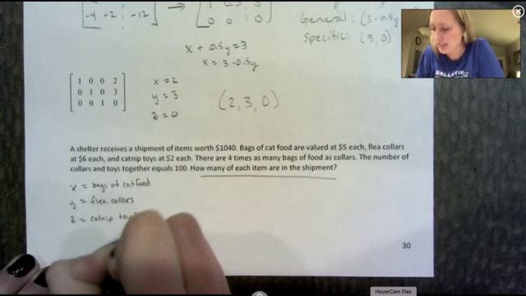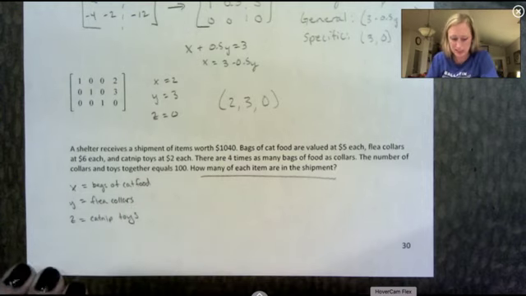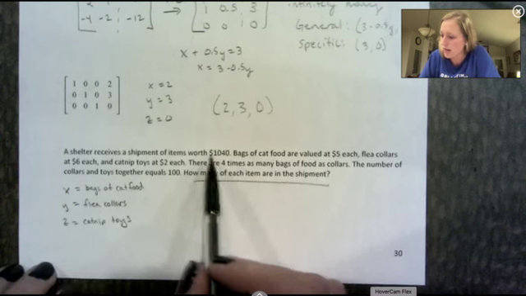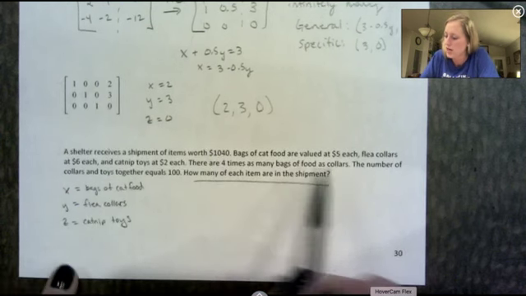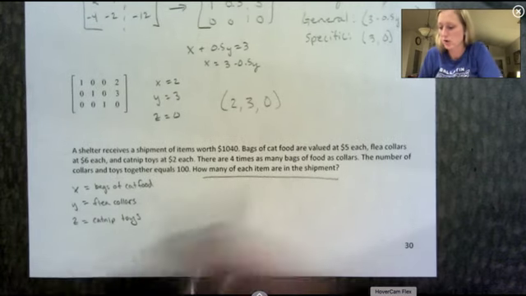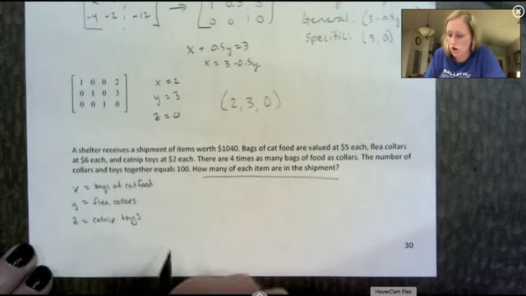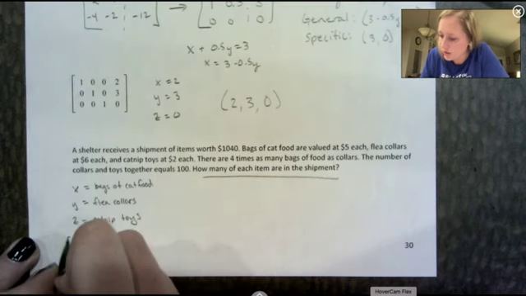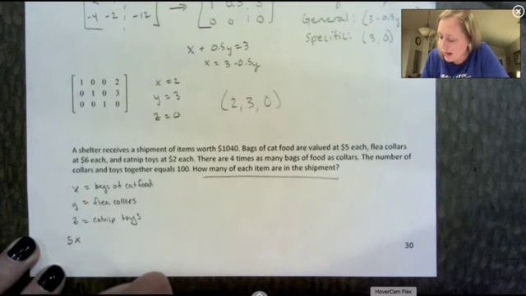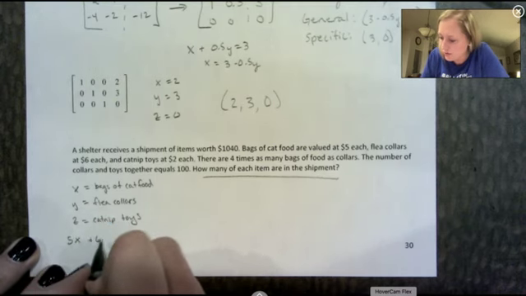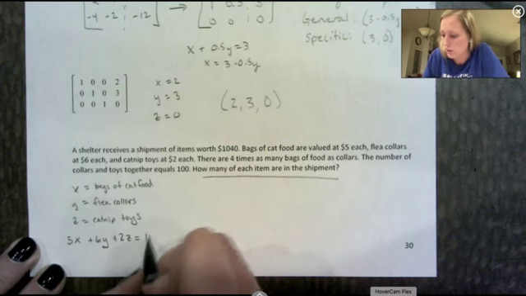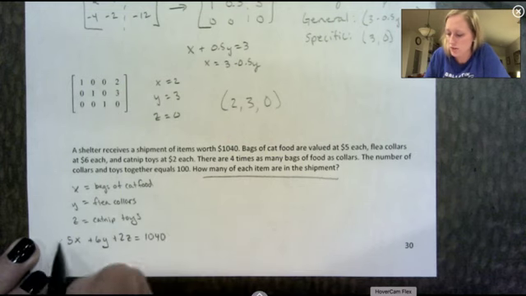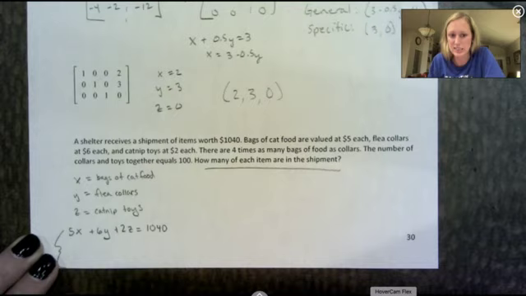Okay, so if I want to write a system that models this scenario, we have a total amount of $1,040 combined of a bunch of these items. So I can write one equation in terms of all the costs. So I had $5 per cat food bag, $6 for flea collars, and $2 for catnip toys. So that total had to be $1,040. So that is one of my equations in the system.